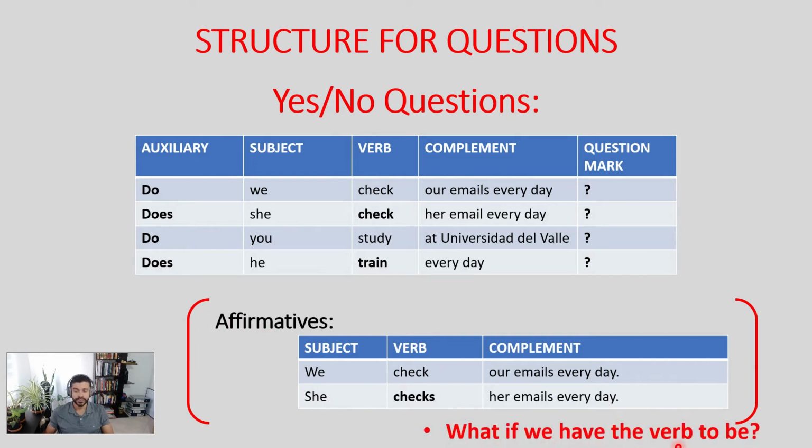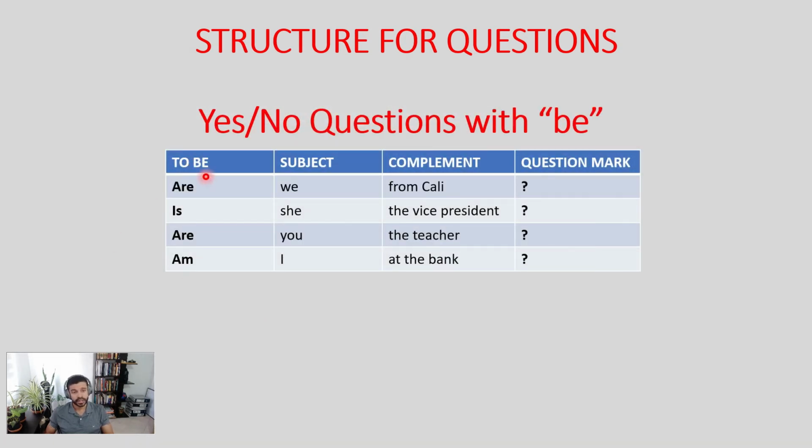What if we have the verb to be? So how can we make questions with the verb to be? Yes/no questions in this case. Here we can identify where the question starts. So here, imagine that this is the question mark at the beginning and this is the question mark at the end. Are we from Cali? Yes, we are. No, we aren't. Is she the vice president? Yes, she is. No, she isn't. Only two possibilities, yes or no.